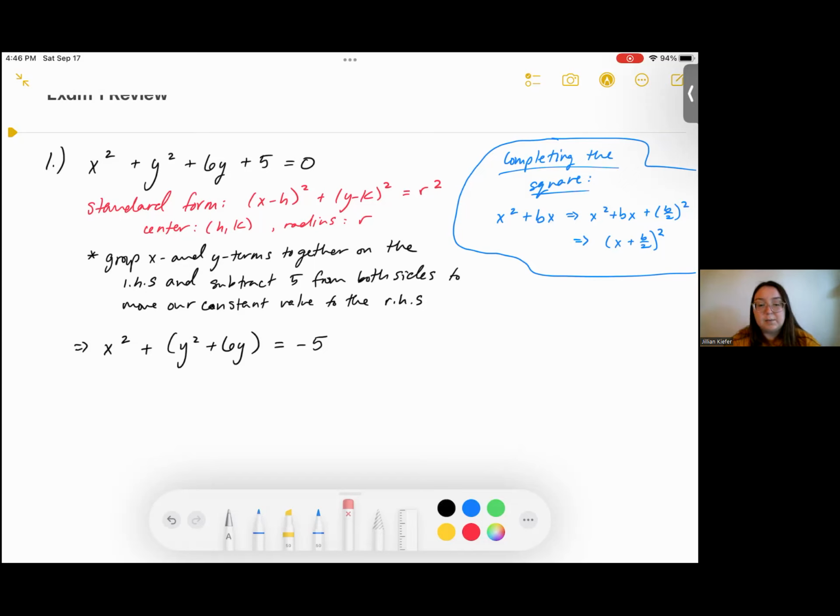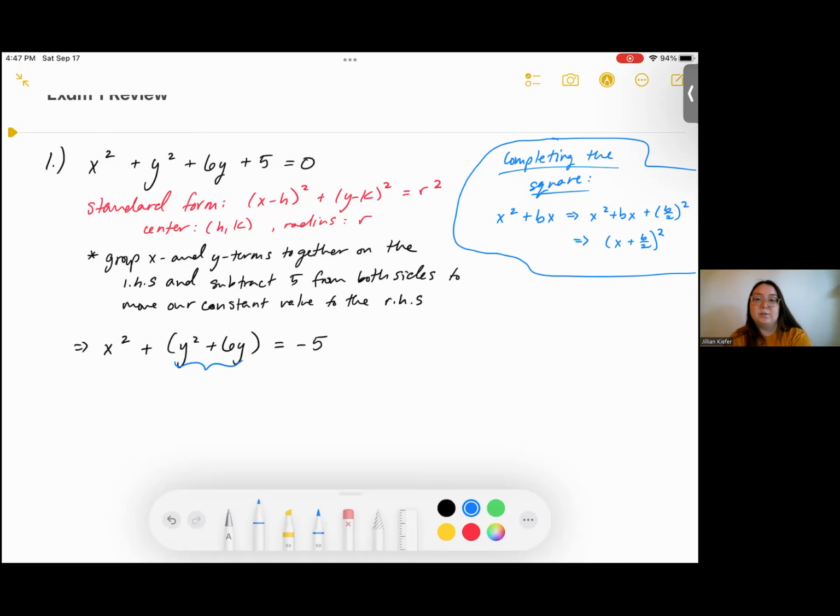Since we said completing the square looks something like x squared plus bx, really the only thing that fits in this is going to be our y terms, because we have y squared plus 6y. Oops, I used the eraser. There we go. All right, so y squared plus 6y is what we need to actually use completing the square on, because x is just x squared, it's just by itself.